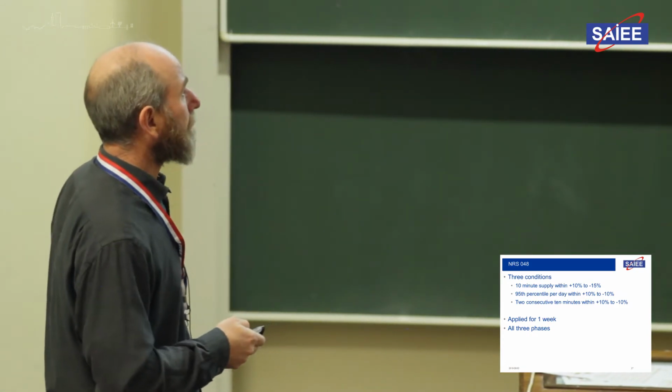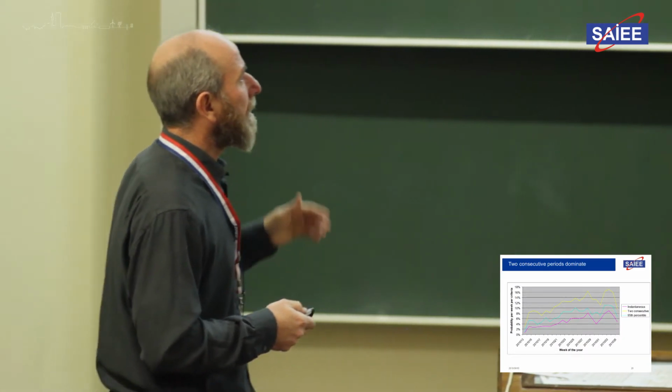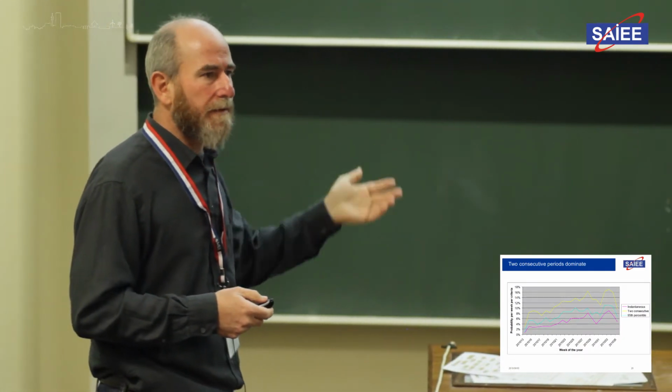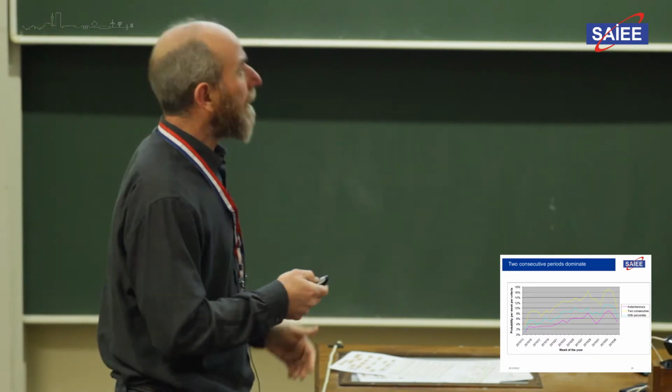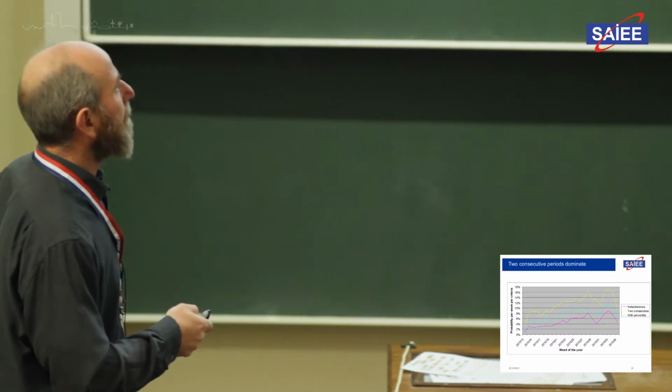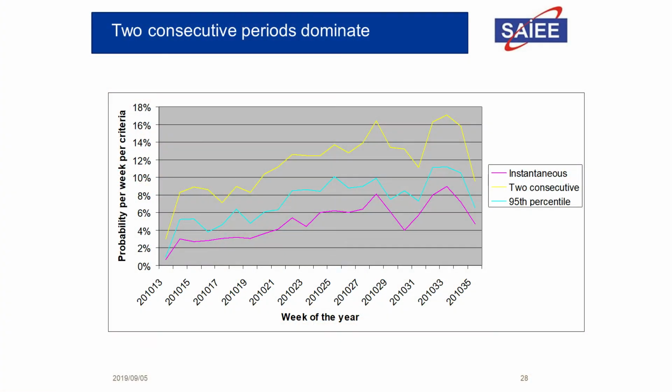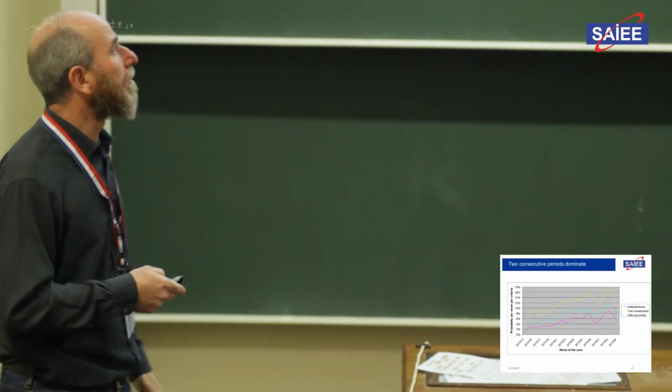But actually what we found, when we did this across a whole bunch of networks, is that one of the criteria dominates, and that's the 2 consecutive periods. So that's the yellow line there at the top. If you can meet the 2 consecutive periods, you'll meet the other ones. So it actually simplifies down to 2 consecutive period measurements.